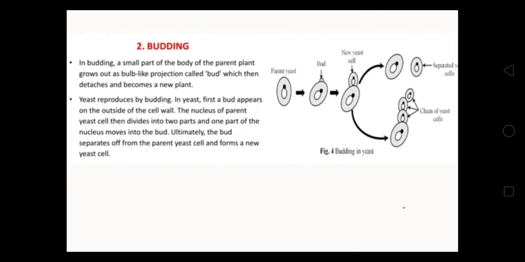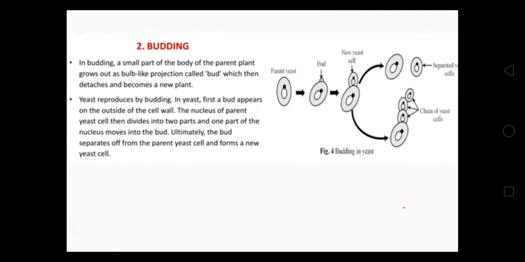What is budding? In budding, a small part of the body of the parent plant grows out as a bulb-like projection called a bud, which then detaches from the parent. Detach means separate. It becomes separate from the parent plant and forms the new plant.